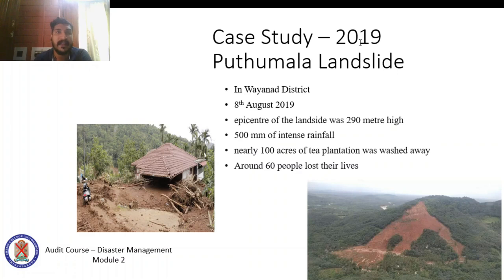In Pudumala, nearly 100 acres of tea plantation was washed away in the massive landslide, and around 60 people lost their lives. There were many economic impacts due to this landslide, and based on the assessment of the Soil Conservation Department of the Wayanad district, around 25,000 hectares of area had lost the top fertile soil of 2 centimeters, which would severely affect the agriculture production. Nearly 40 hectares of land was affected by the landslip.